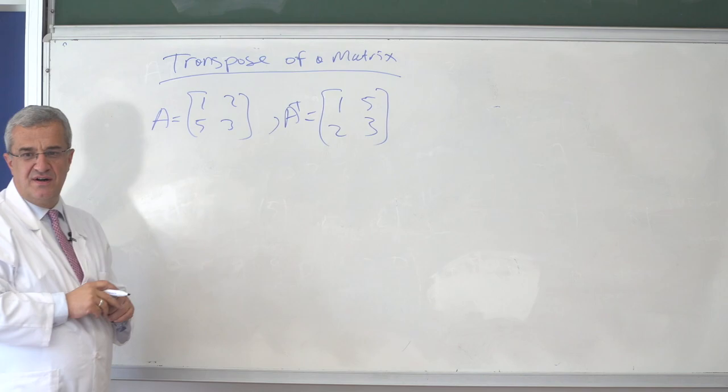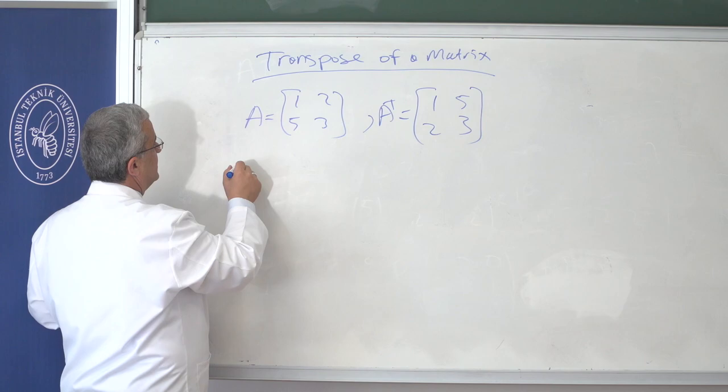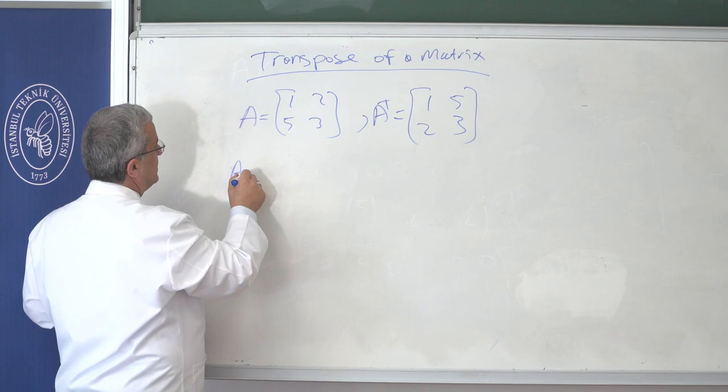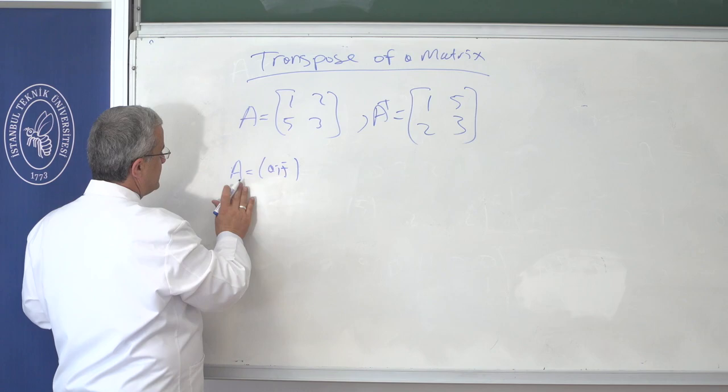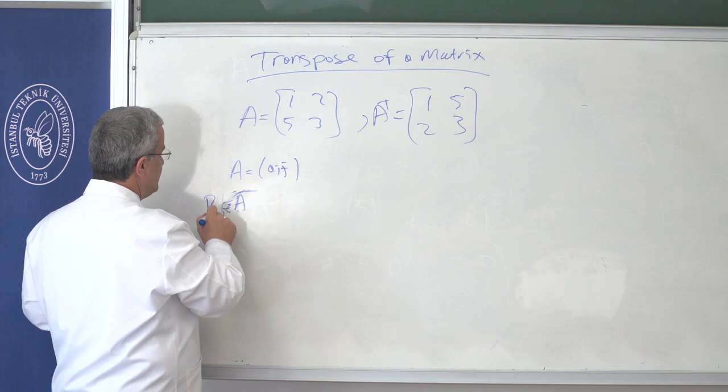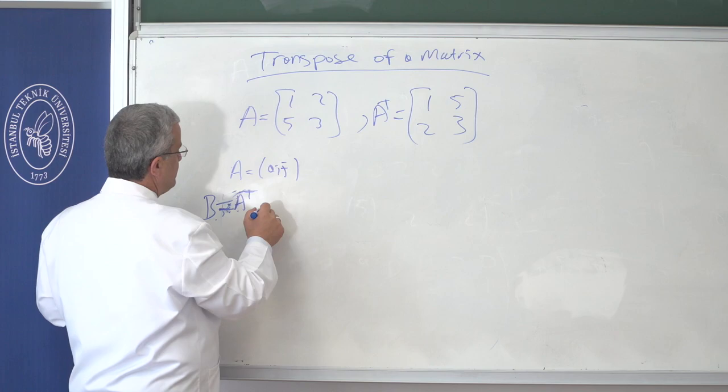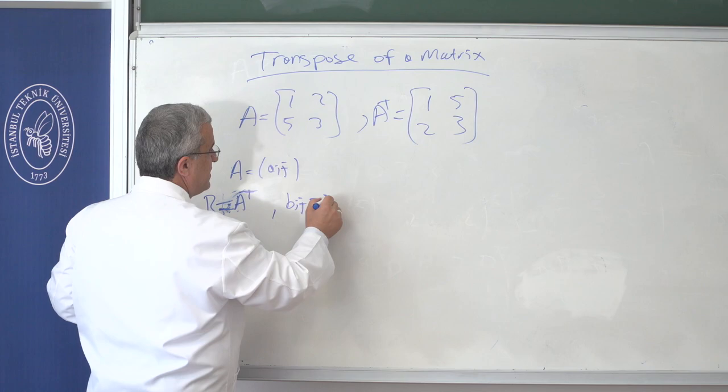A is equal to A_ij, right? A transpose, let's call B is equal to A transpose. I always find it useful to rename it, not to make mistakes. So that means B_ij is equal to A_ji.